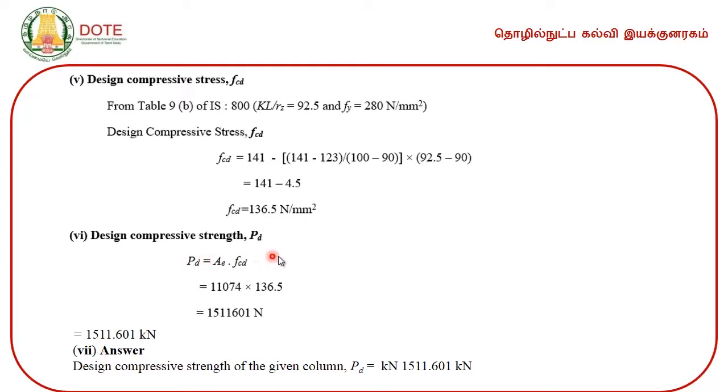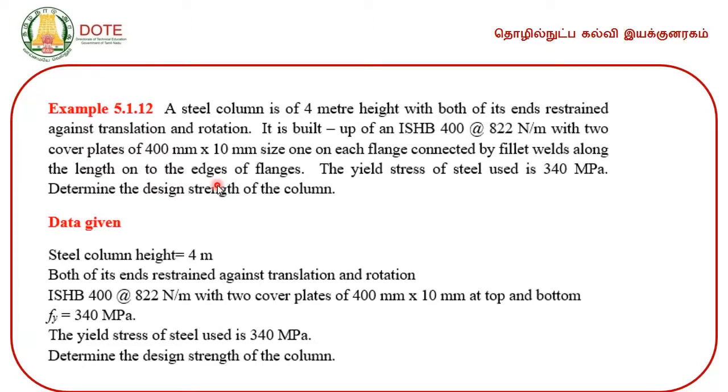So, the design compressive strength Pd is equal to Ae into fcd. Substituting the relevant values, the design compressive strength of the member is found to be 1511.6 kilonewton. This is also a similar type of problem. Here the actual length is given and the end condition is given.